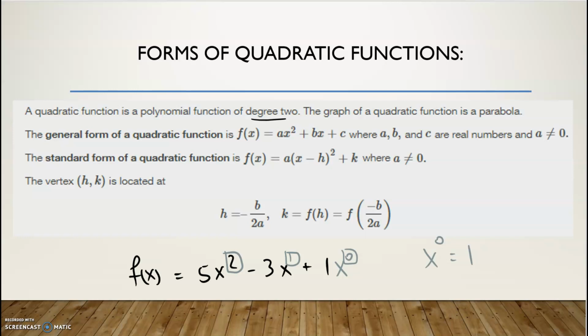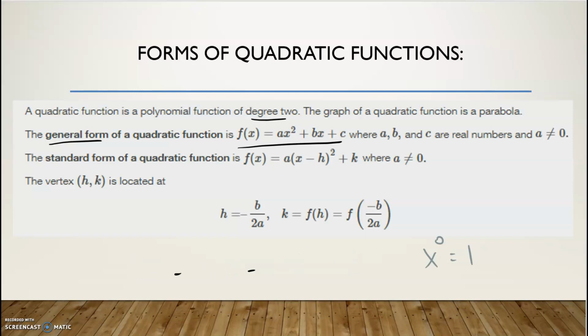Now we have two types of forms. We've got a general form. That would be f of x is equal to ax squared plus bx plus c, where a, b, c are real numbers, and a is not equal to 0. So let's say that a was equal to 0, and we'll see what happens. So 0x squared plus bx plus c.